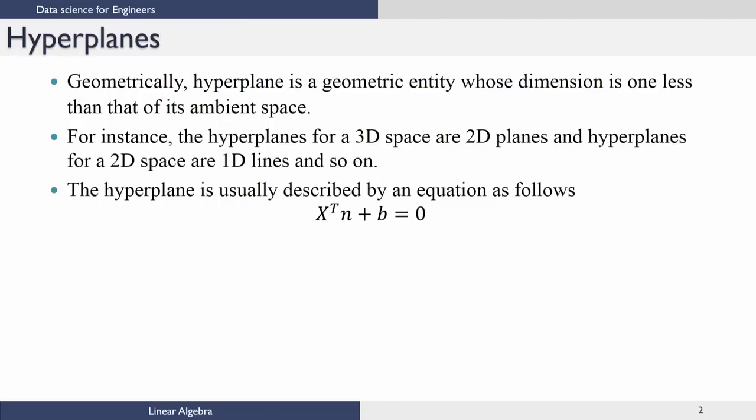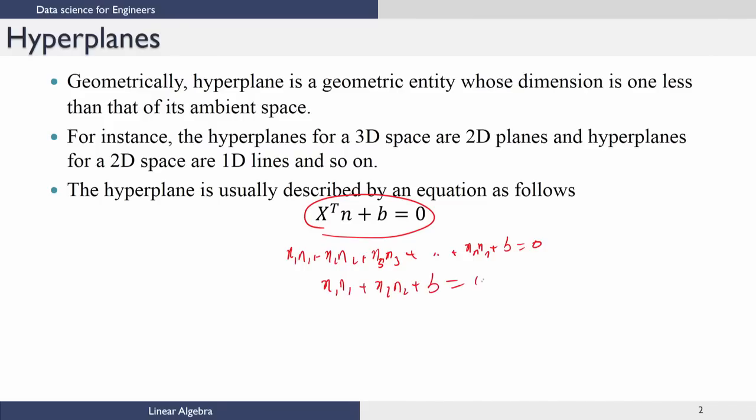The hyperplane is usually described by an equation as follows. If I expand this out for n variables, I will get something like x1 n1 plus x2 n2 plus x3 n3 and so on, xn nn plus b equals 0. In just two dimensions, you will see that this is x1 n1 plus x2 n2 plus b equals 0, which is an equation of a line.